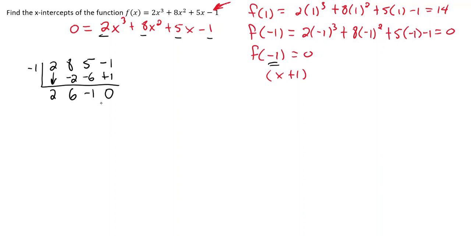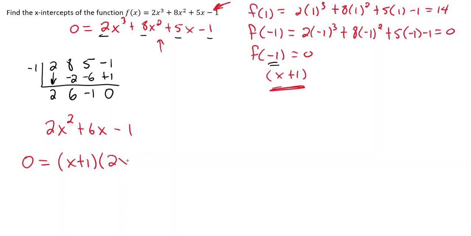Now, what do we do with these numbers? These are going to be my new coefficients, but starting at x squared this time. So now it's going to be 2x squared plus 6x minus 1. So that's what's left. So far, what do I have when I'm factoring this down? So far we have 0 is equal to my first factor, which we figured out, x plus 1. And then what's left is 2x squared plus 6x minus 1.